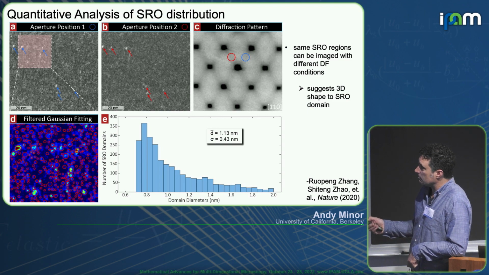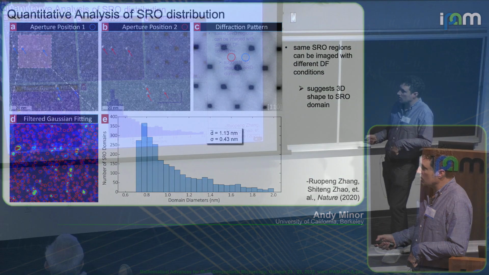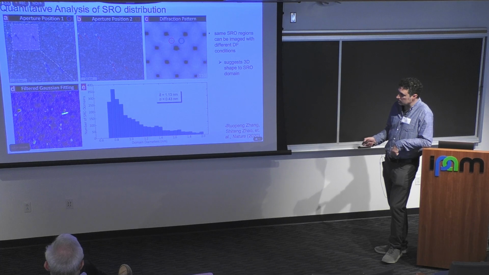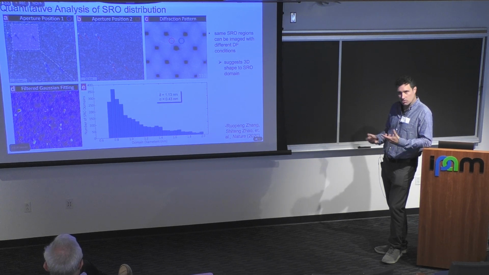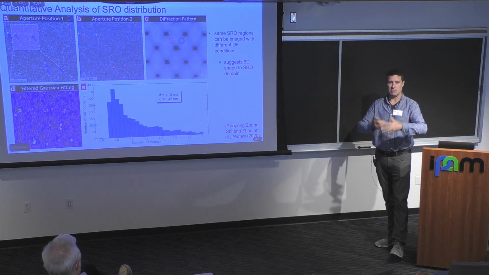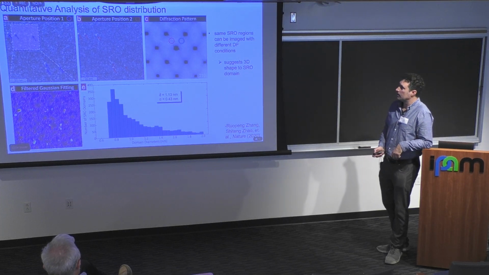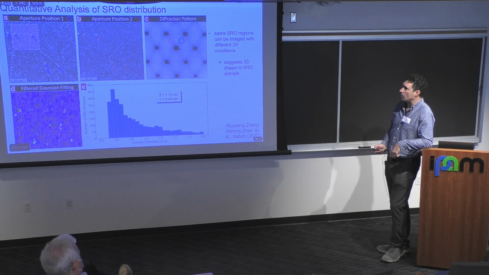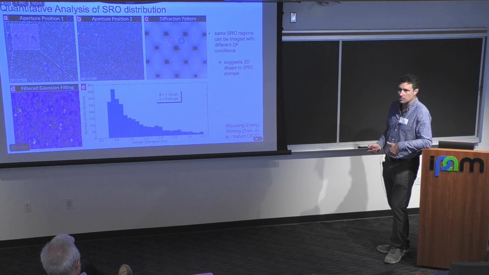But by doing that, by putting your apertures here, you can see these blobs of regions of order, and you can quantify it. And so the dimensions are about 1 nanometer, which is what's sort of predicted. So it's a few unit cells of order and some sea of disorder. And one question then is how do these order domains affect the properties?